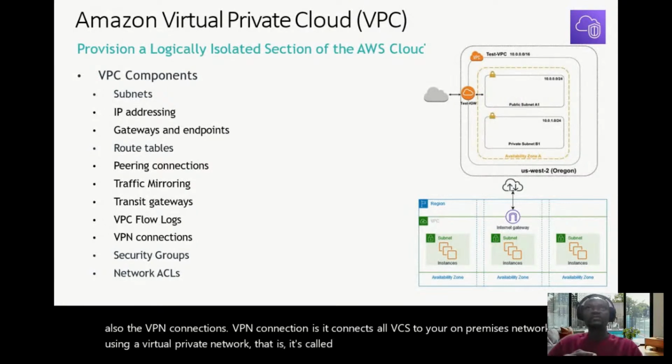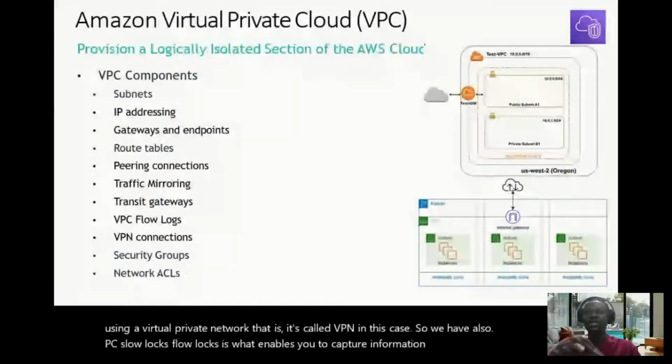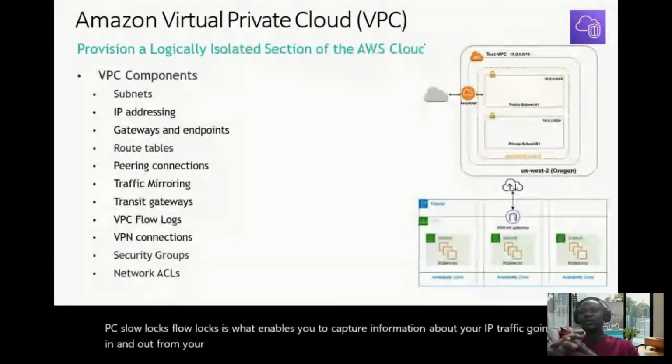So we have also VPC flow logs. VPC flow logs is what enables you to capture information about your IP traffic going in and out of your network interfaces. Anything that has to do with network traffic, IP address information, and all that comes in and out is captured in the flow log section of your VPC.